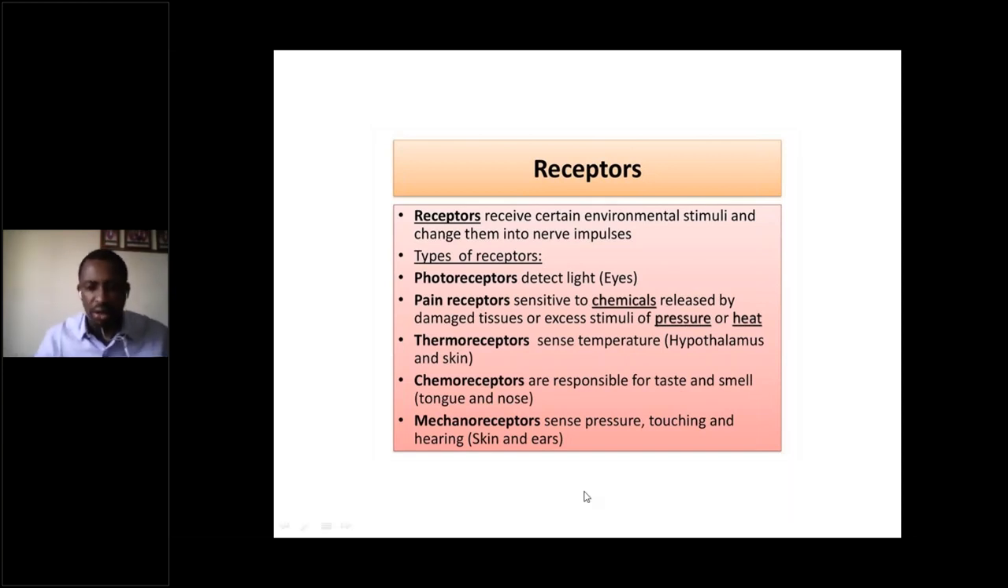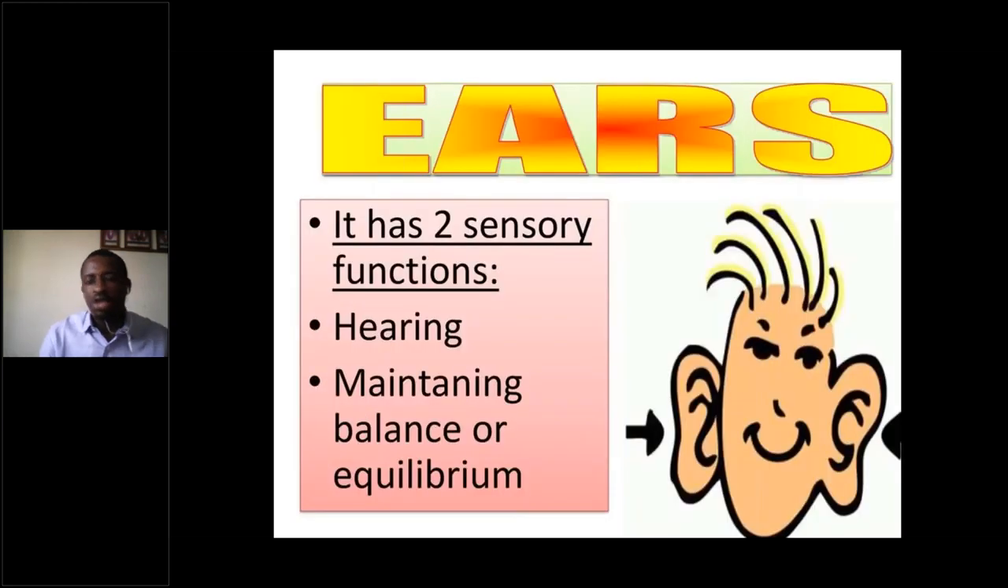All those things. Okay. Then let's briefly look at the five senses. We are not going to go deep into it. We'll just give a general overview. So the ear has two sensory functions: one, hearing, and two, maintaining balance and equilibrium. These are the two sensory functions of the ear.